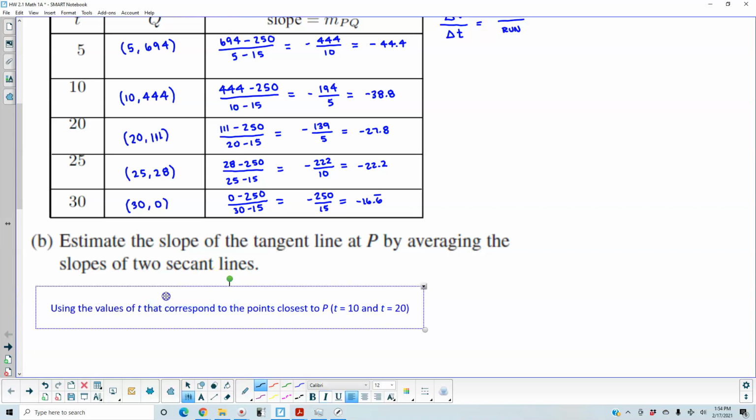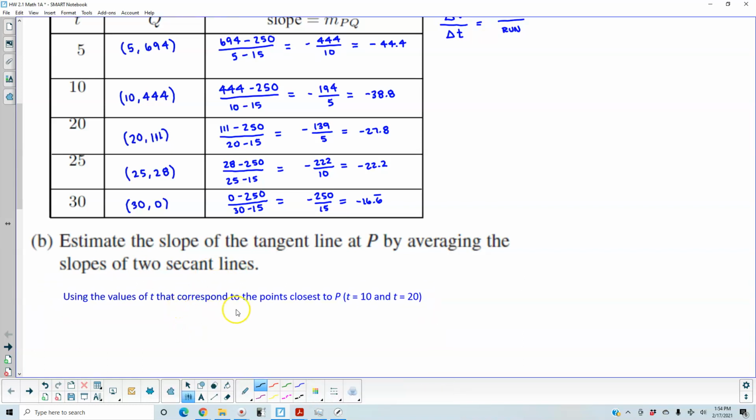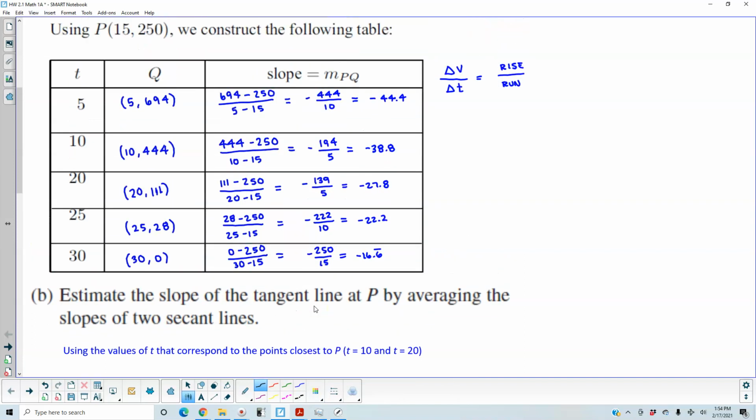So what we're going to do is use the values of T that correspond to the points closest to P, because P is (15, 250). So 15 is in between 10 and 20, so we can use those two points. We're going to go ahead and highlight those. So when closest to P, we have T equal to 10, which gives us this slope here. And then when T is equal to 20, that gives us that slope there. So let's go ahead and calculate the average.